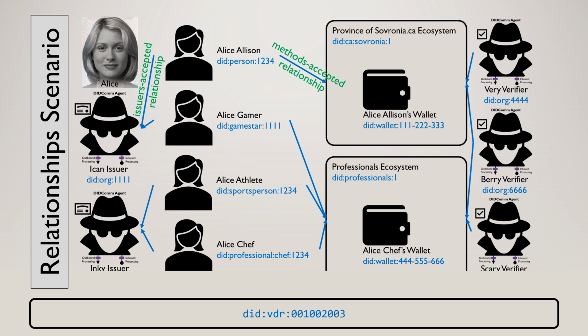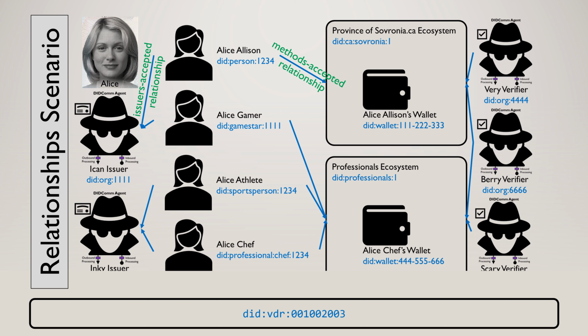So if what I've presented so far is a bit of a meta model, a bit of an abstract architecture reference model, here's a particular scenario. Here again, we show Alice the person up in the top left-hand corner. And then in the second column from the left, we see that Alice has multiple personifications, multiple personas. There's Alice Allison at the top. There's Alice Gamer, the second from the top. And then Alice Athlete and Alice Chef.